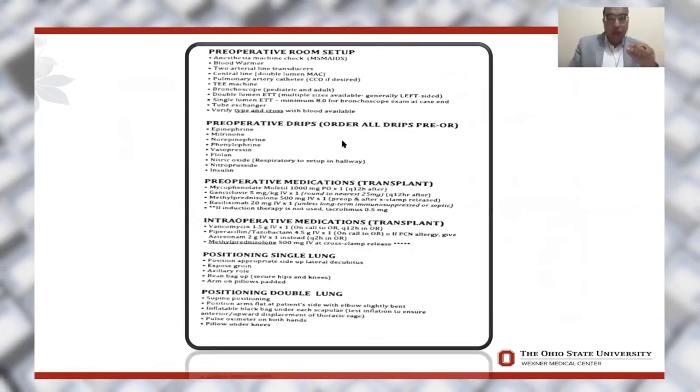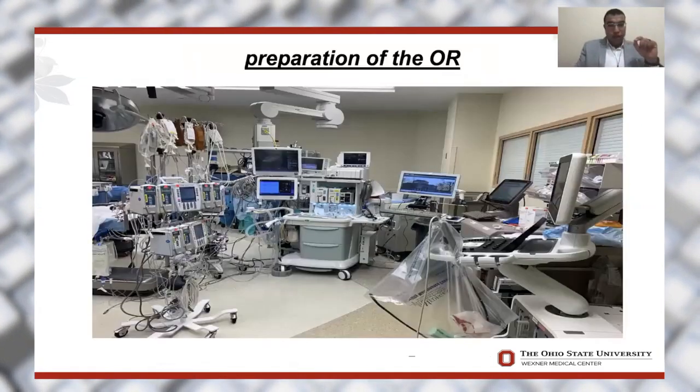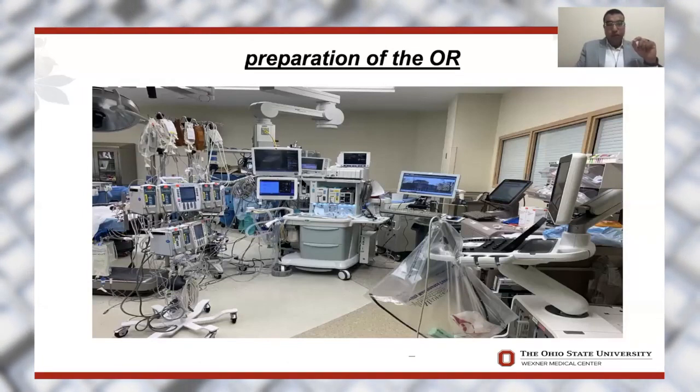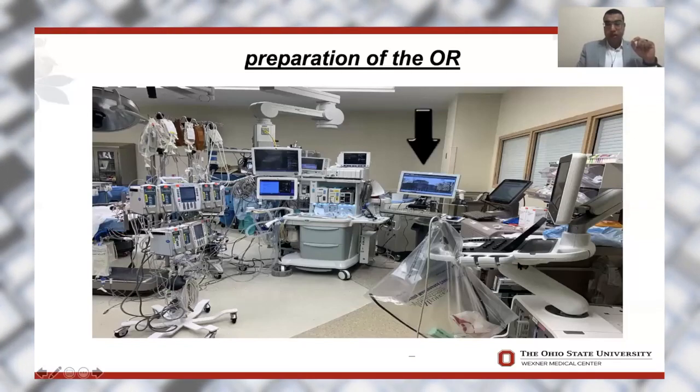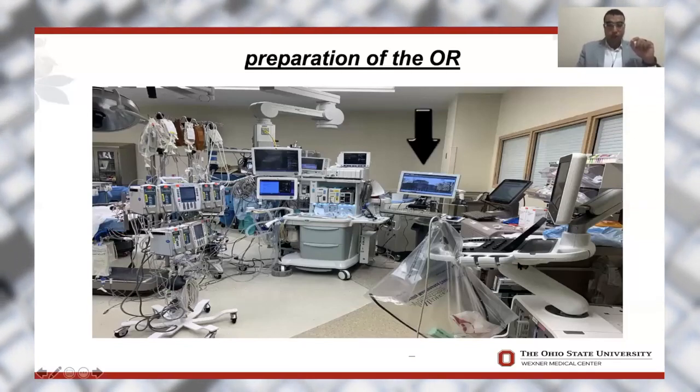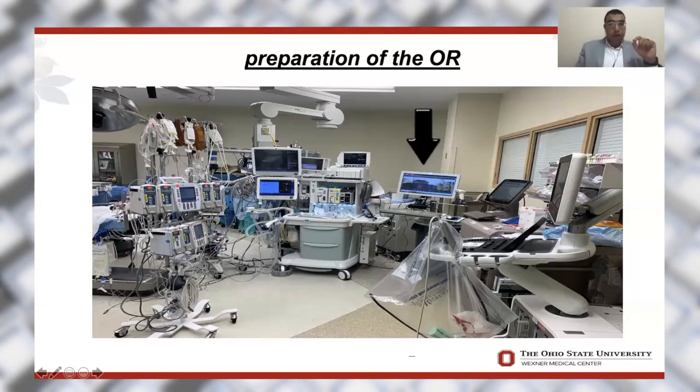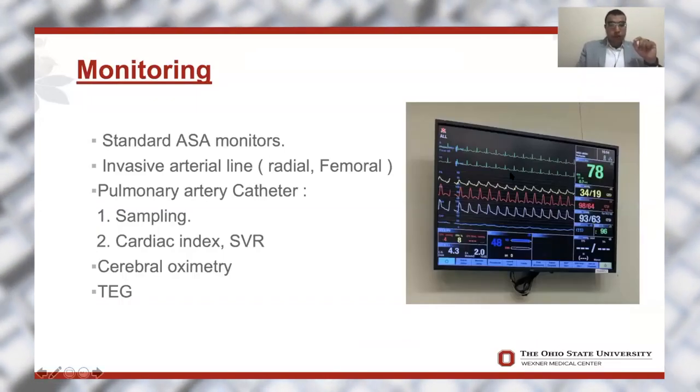This is the OR at Ohio State. We can see the infusion pumps. This is the anesthesia machine and monitors. This is for electronic documentation, and this is our important TEE and bronchoscopy. For monitoring, we use the standard monitoring.